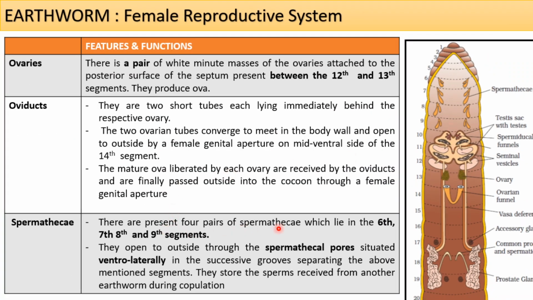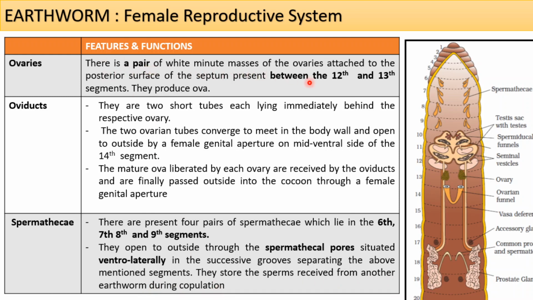Okay. So spermathecae, 4 pairs, which lie in the 6th, 7th, 8th and 9th. If it were aperture, it would be the intersegmental groove. Okay. They open to the outside through the pores situated ventrolaterally in the grooves. Okay. They store the sperms received from another earthworm during copulation.